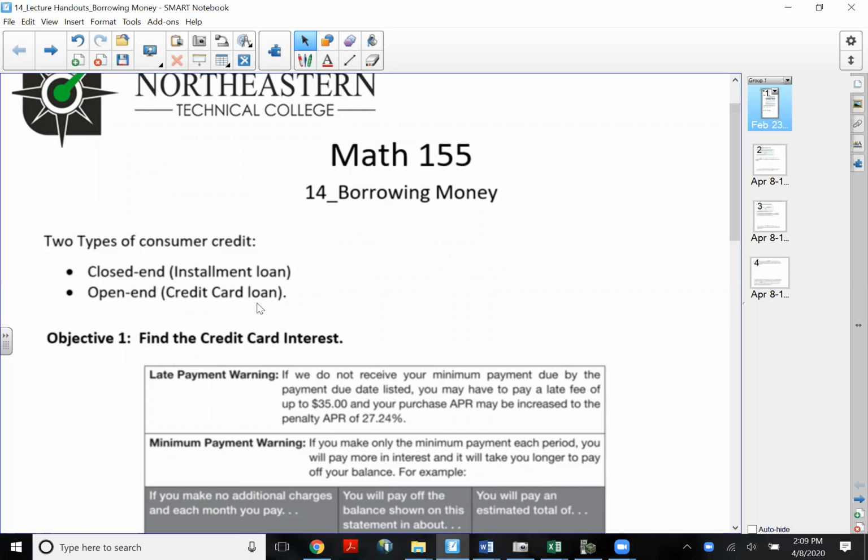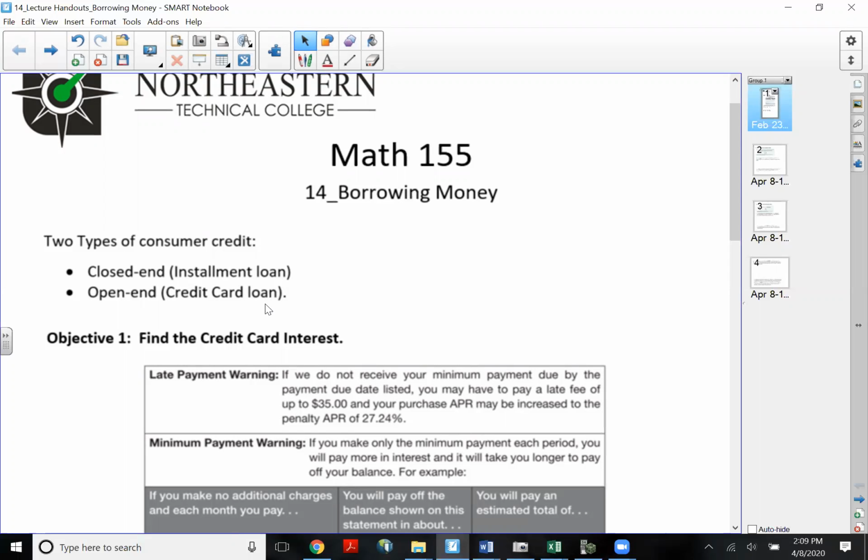Credit card is a perfect example because as long as you spend a little bit, pay some, spend a little bit, pay some, it never has an actual date that you have to pay off the entire credit card. Okay, so let's take a look at the credit card real quick.